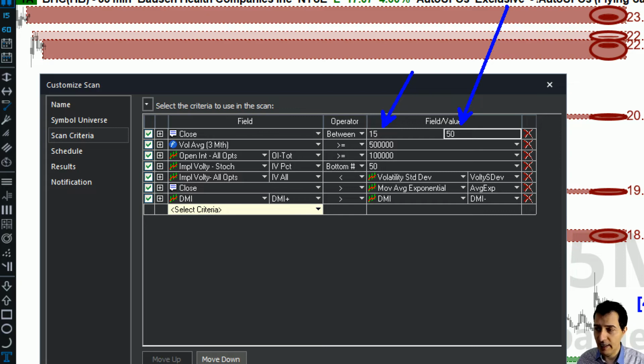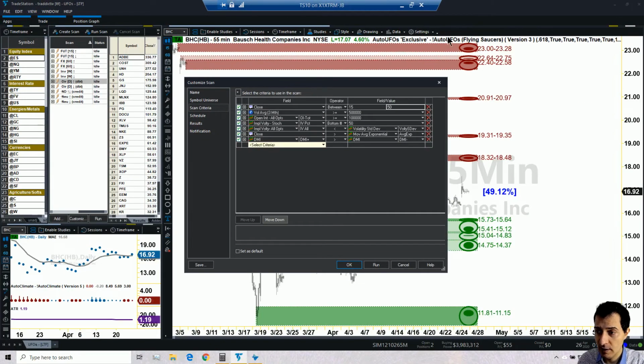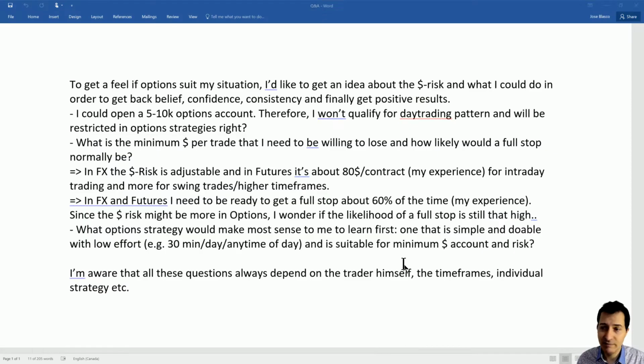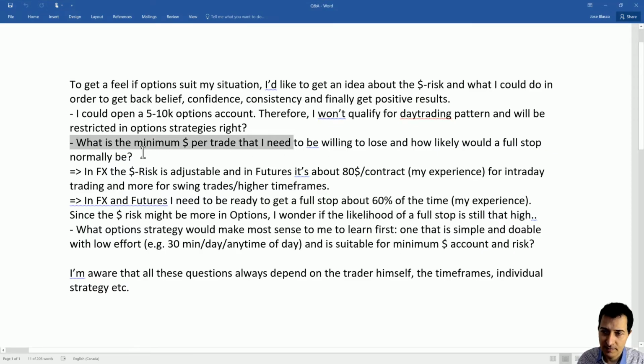So this is for you to experiment with, because again, that would be very particular and specific to each trader. But I'm not done with this because there is more. Now, going back to what we had.